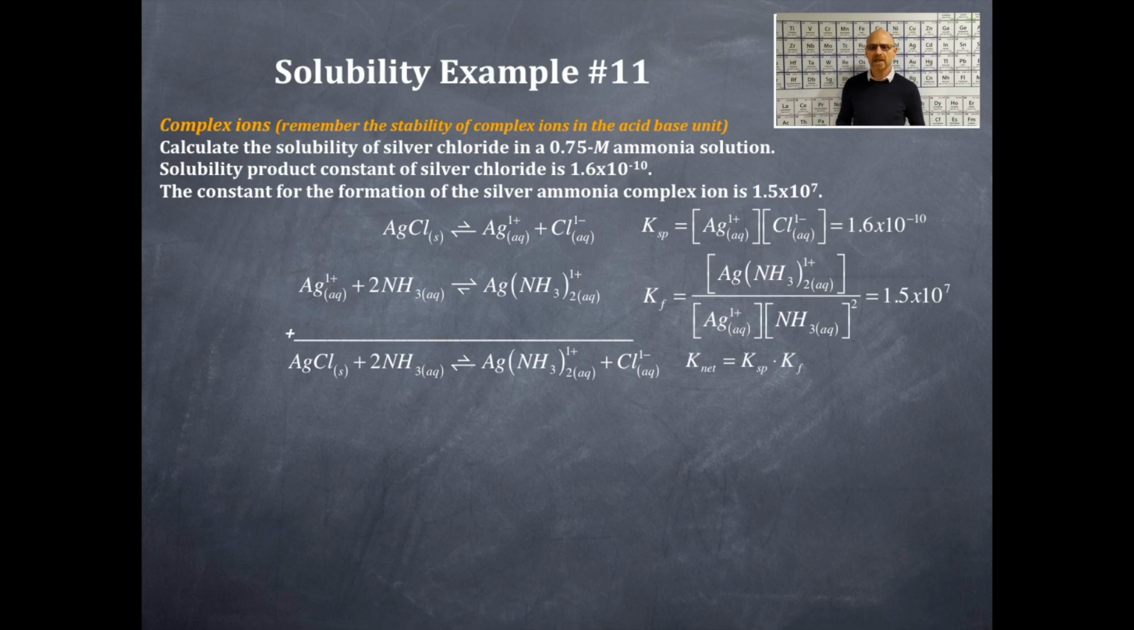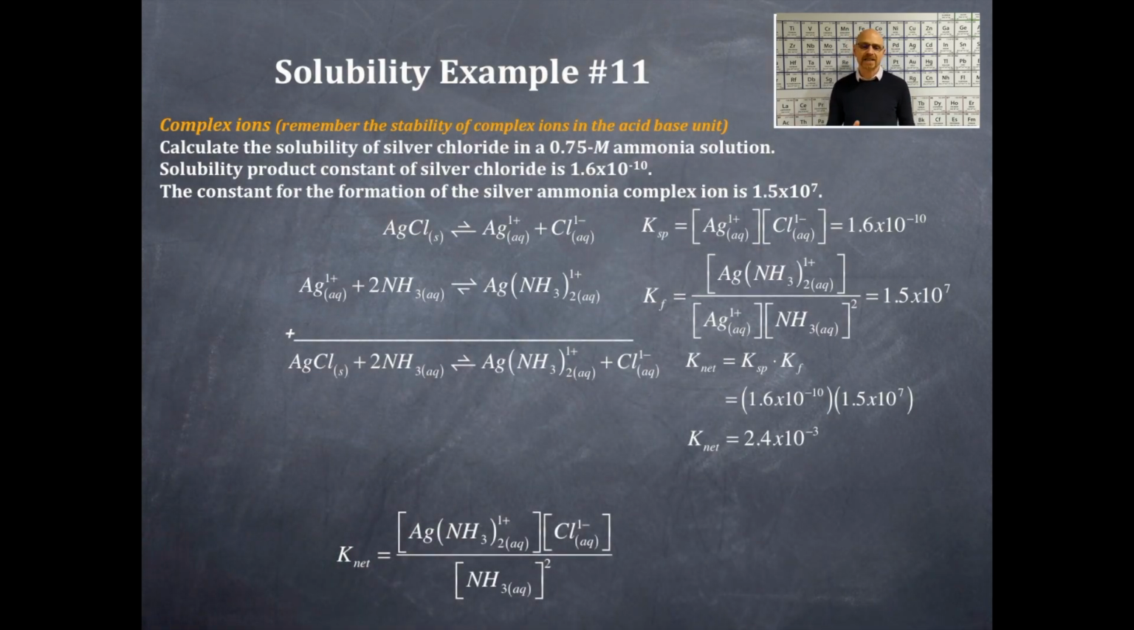So the K net here, if you remember back to the equilibrium unit, when you add up equations, you multiply the K values. So I'm going to take the KSP times the K of formation. I'm going to multiply those two values, which I've plugged in right here at 1.6 times 10 to the negative 10, times 1.5 times 10 to the 7. The product of those two is going to be the K net of this equation, which is right here at 2.4 times 10 to the negative 3. Okay, and then we have this K net equation. Products over reactants, stoichiometric coefficients as exponents, but what's not included? Solids. That's why the AgCl solid, that is the insoluble precipitate, is not included.